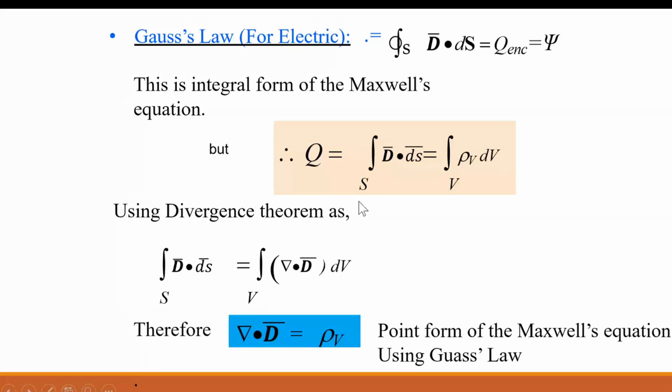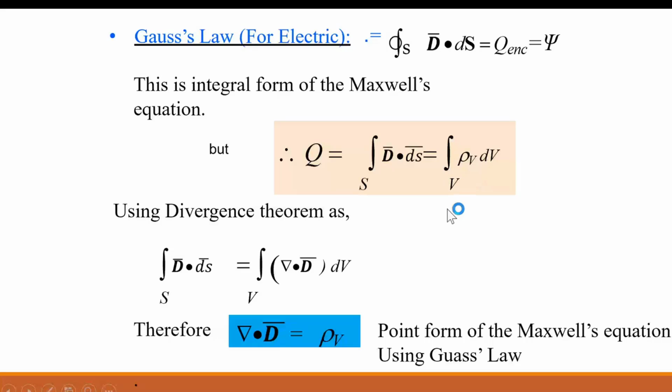Now, as there is a surface integration and a volume integration, we can use the divergence theorem, because we already know that it relates surface integration to volume integration. The same equation we have seen in the electrostatic field: closed integral of D dot dS is equal to the triple integration of rho v dv. And what is the divergence theorem?